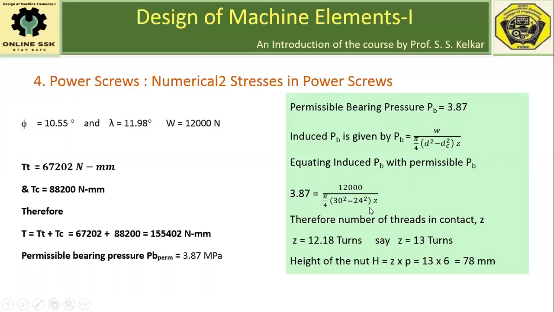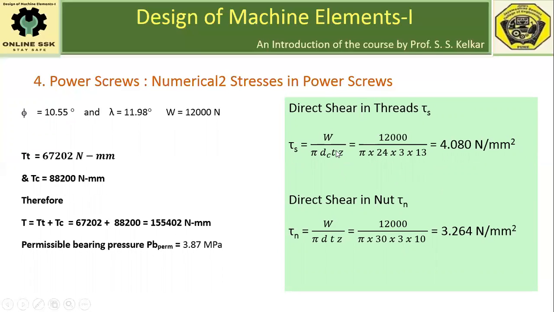In the formula of induced bearing pressure, only Z is the unknown because here W is known to us, D is known to us, DC is also known to us. Only Z is the unknown. So value of Z is calculated, which happens to be equal to 12.18, which is rounded to 13. Now Z, the number of threads in contact, multiplied by pitch gives you the height of the nut or axial length of the nut. In this particular case, that is equal to 78 millimeters.